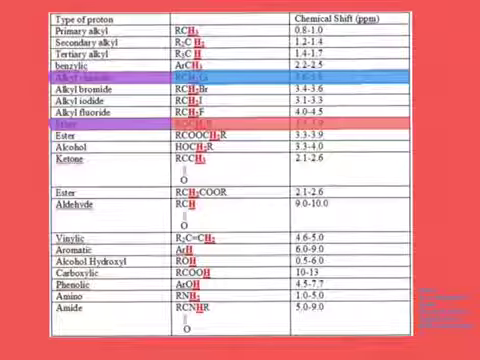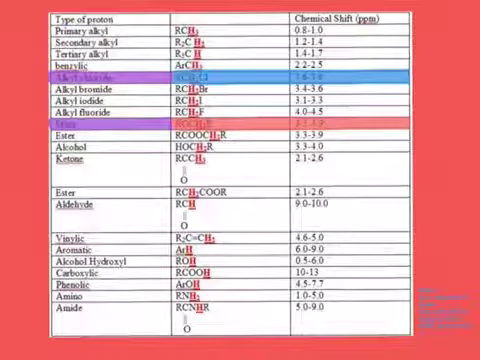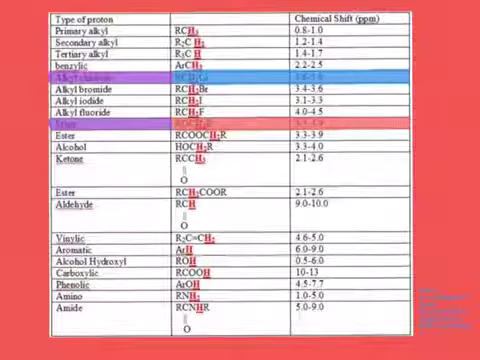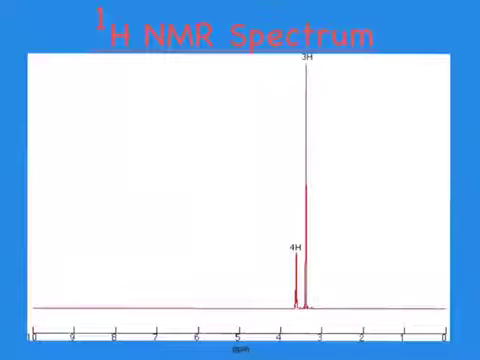This chart exhibits the proton's environment in the molecule based on its chemical shift, measured in parts per million, the ppm. This helps to determine the location of the protons within the molecule. Here is the proton NMR spectrum. Right away, it can be seen that the molecule has 7 hydrogens present, which was already determined from the mass spec spectrum.